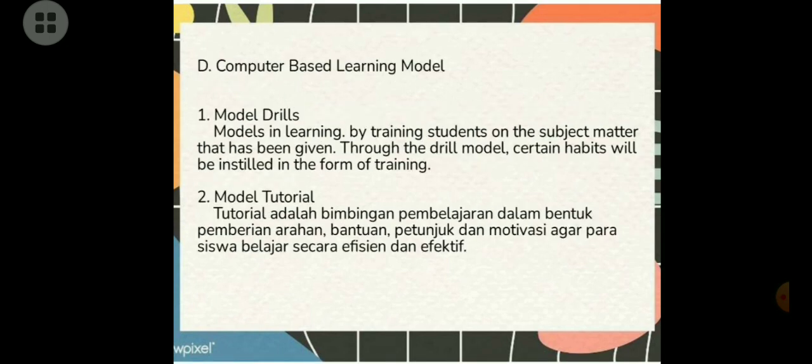Computer-based learning models. 1. Model drills. Models in learning by training students on the subject matter that has been given. Through the drill model, certain habits will be installed in the form of training. 2. Model tutorial. Tutorial is learning guidance in the form of giving direction, assistance, instructions, and motivation so that students learn efficiently and effectively.